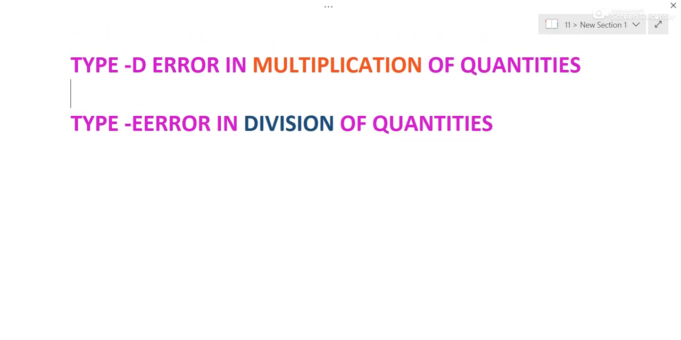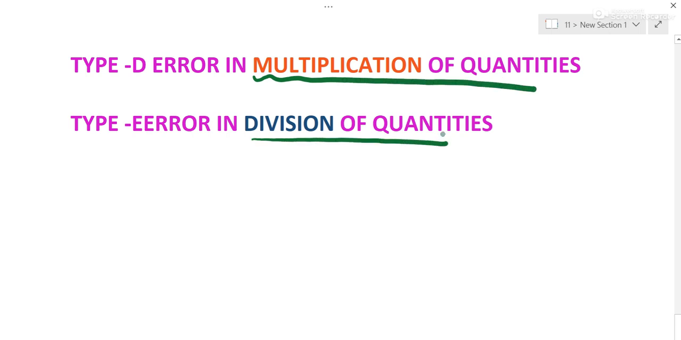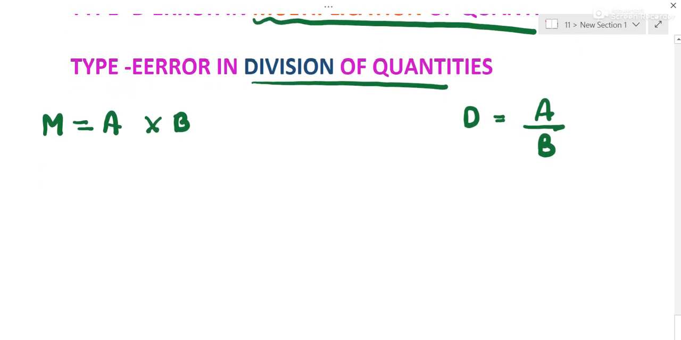Now let us see the next type, in which numericals are based upon multiplication of quantities and division of quantities. Okay. So main terms will be multiplied in multiplication, and in division, main terms will be divided, but error is reported in such a way. For both, it is same.